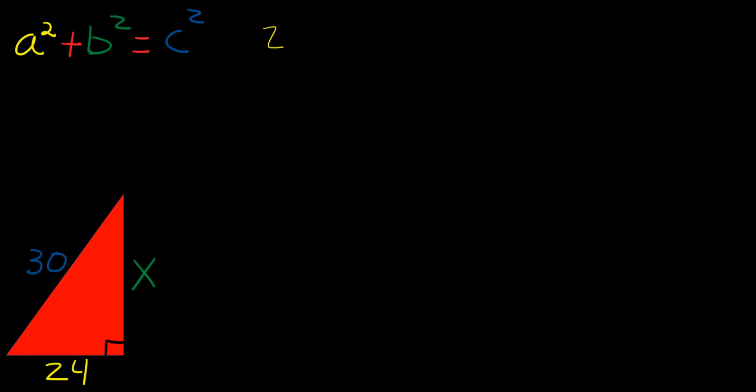I have 24 squared, and I'm going to add that to our b squared, which is just going to be x squared, and this is going to equal our c squared, the hypotenuse, which is going to be 30. So I'm going to say this is 30 squared. So now we have to evaluate 24 squared, which is going to be 576. And then we're going to add this to x squared. And then we're going to say this equals 30 squared, which is 900.